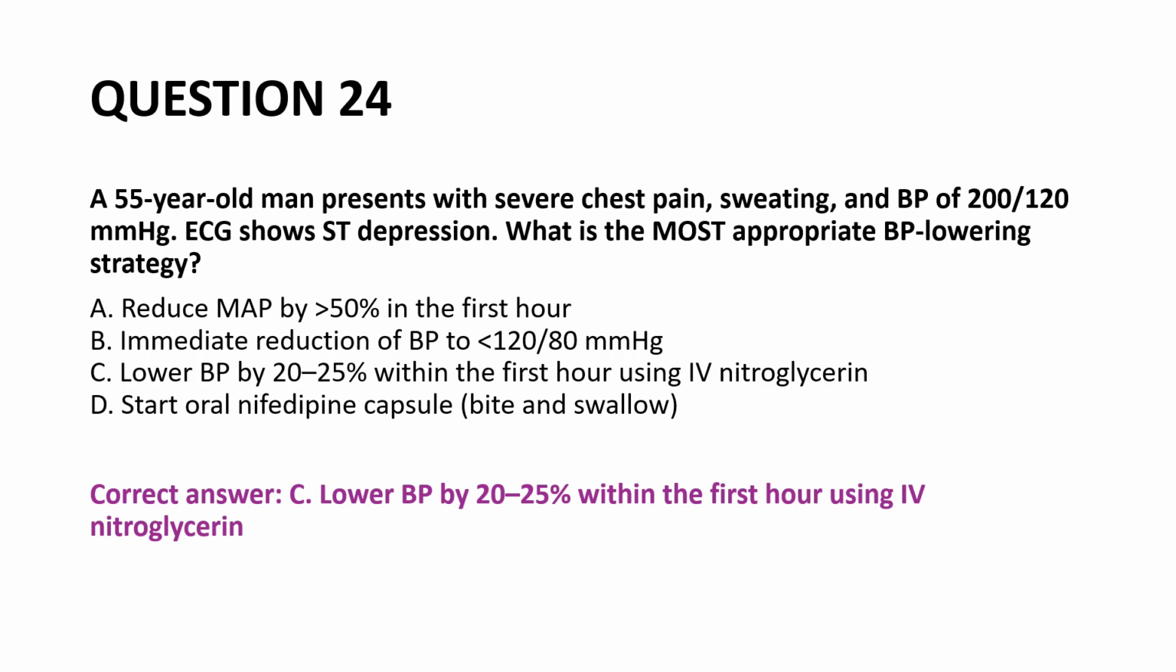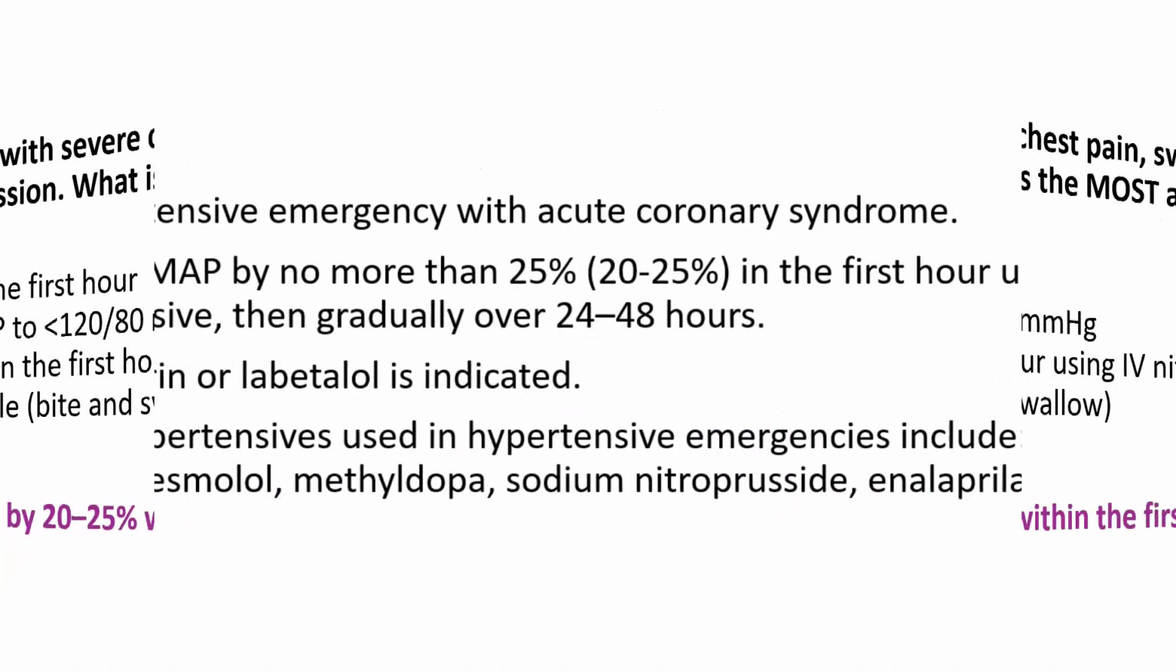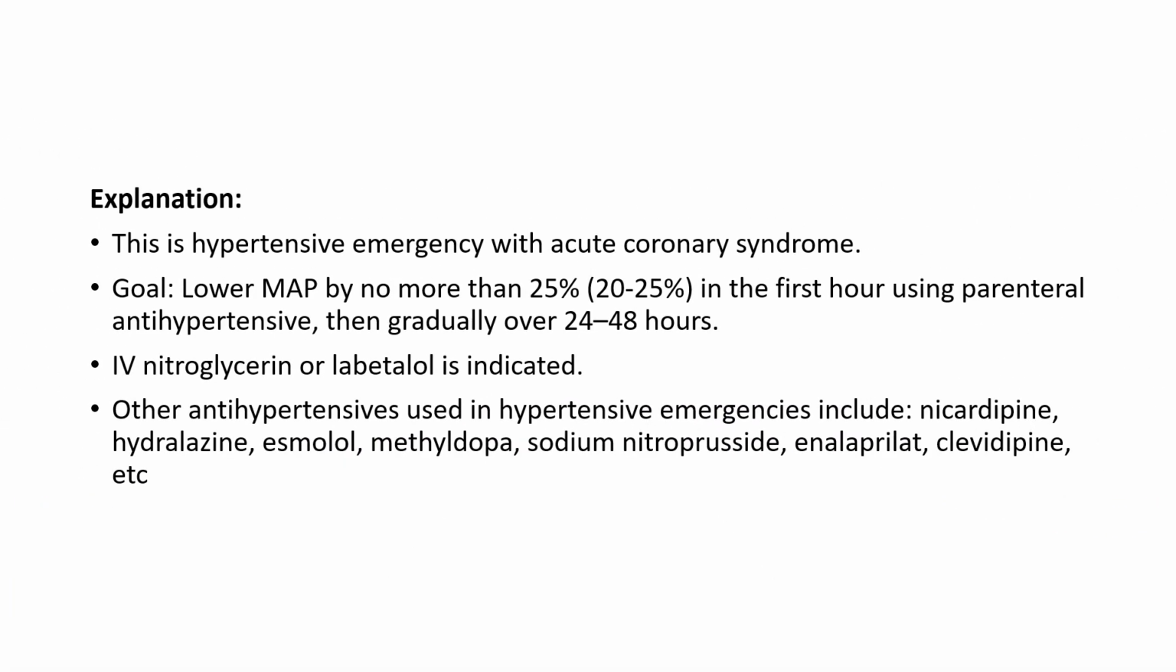The correct answer is lower blood pressure by 20 to 25% within the first hour using IV nitroglycerin. The patient has hypertensive emergency with acute coronary syndrome. The goal is to lower the mean arterial pressure by no more than 25% in the first hour using parenteral antihypertensives, and gradually over 24 to 48 hours.